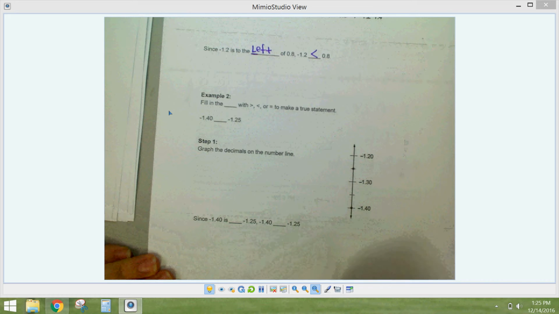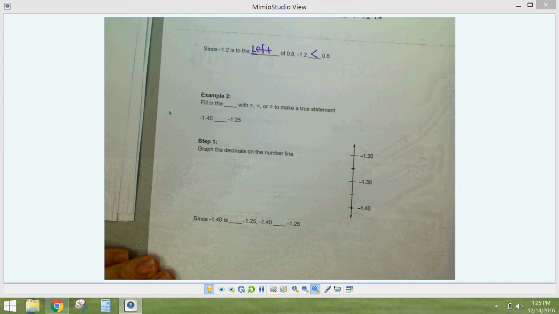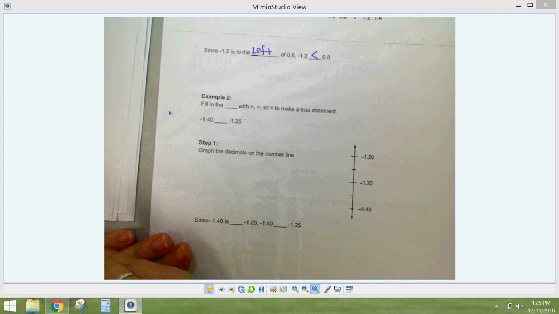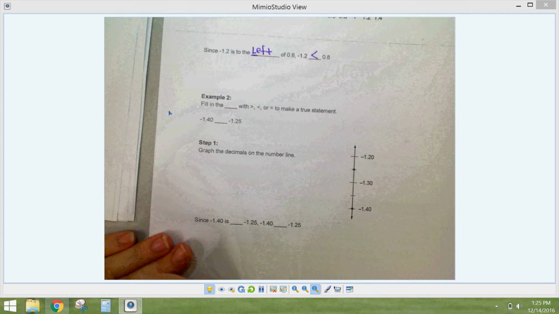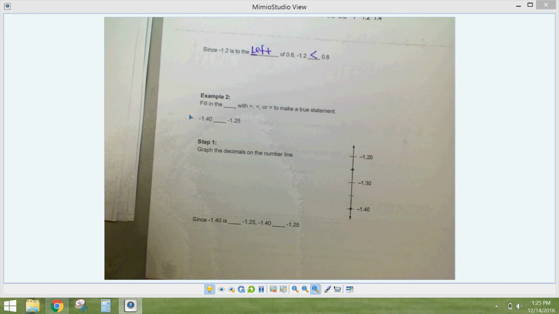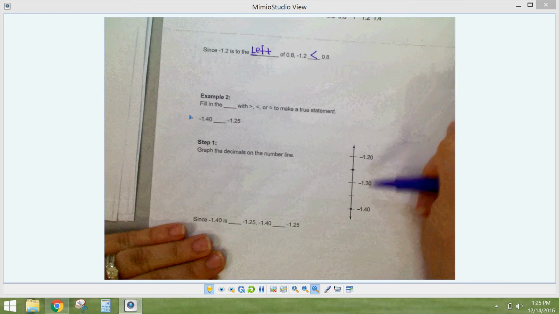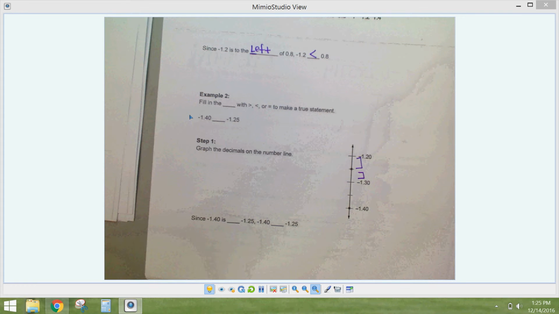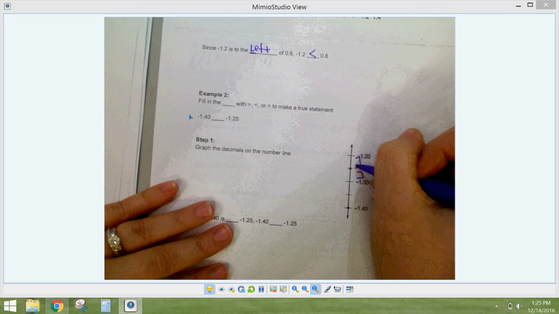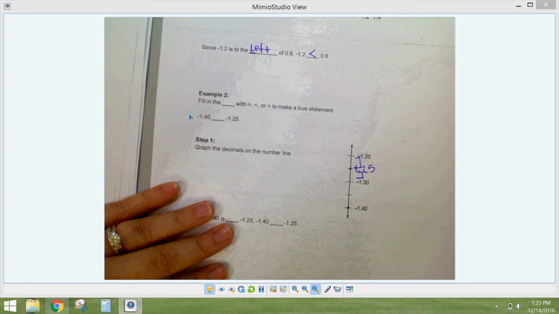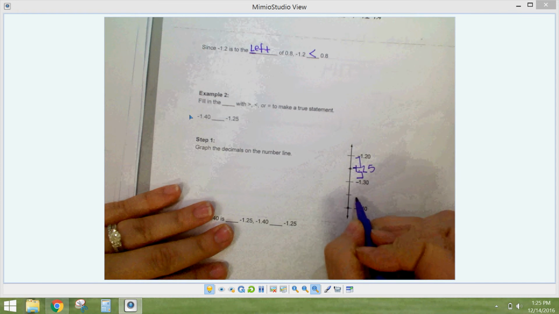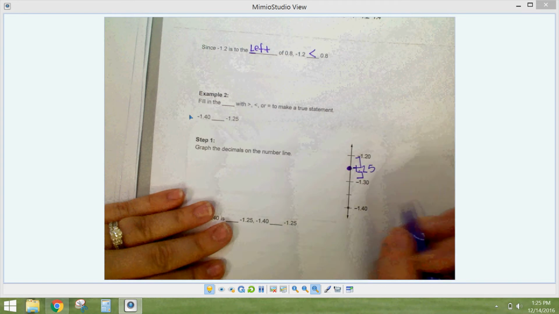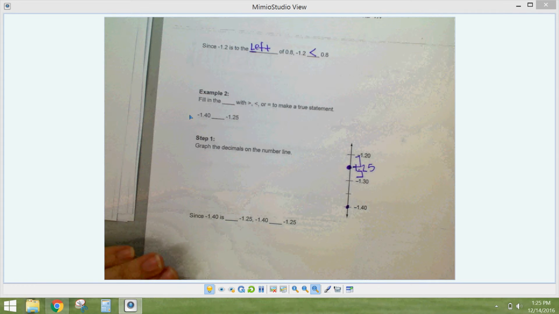Example number 2 is very similar, but we have a different number line. So we have -1 and 4/10, or -1 and 25/100. Graph the decimals on the number line. So we have the number line right here, and it does go up by 500. And this would be 1 and 25/100, so make sure it's a negative. And you would plot your first one there. And then -1 and 4/10 would go right there.